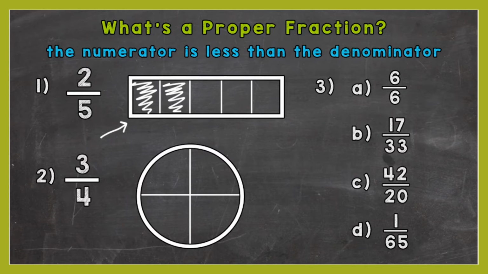On to number 2, where we have 3/4. So again, our numerator is less than the denominator, and this represents a value less than a whole, so we have a proper fraction.